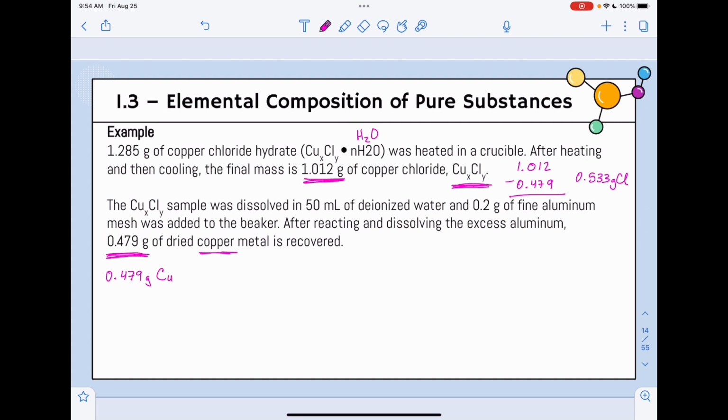Okay, so I've got 0.533 grams of chlorine. And then we're going to do something similar with our original compound. So if we started with 1.285 grams of this hydrate, and after we drove off all the water, we had 1.012 grams left, the difference between those two is how much water there was. So 1.285 minus 1.012 gets us 0.273 grams of water.